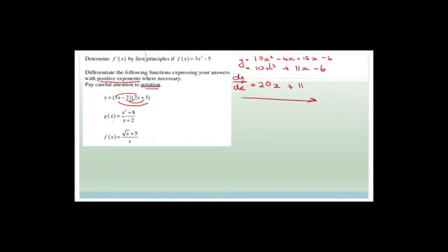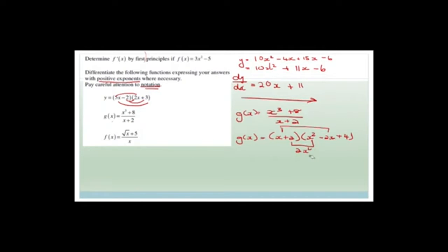Now we've got g of x, and they've got x cubed plus 8 over x plus 2. So g of x is equal to x cubed plus 8 over x plus 2. What we're going to do is factorize this, because this is the sum of two cubes. So g of x is x plus 2 times, and there's an easy way of doing this. First into first is x squared, last into last is plus 4. This gives me 2x squared, and I need minus 2x squared because there's no x squared term there. So it becomes minus 2x.